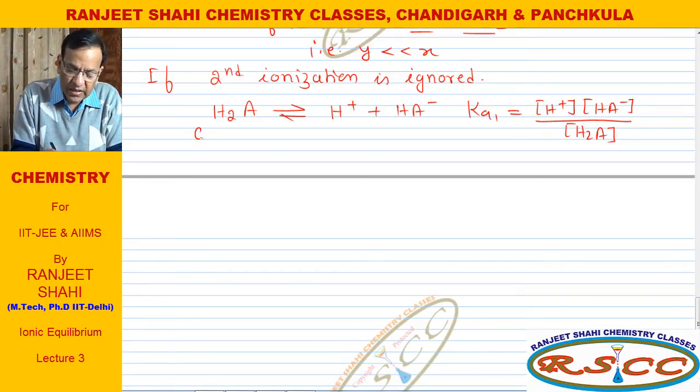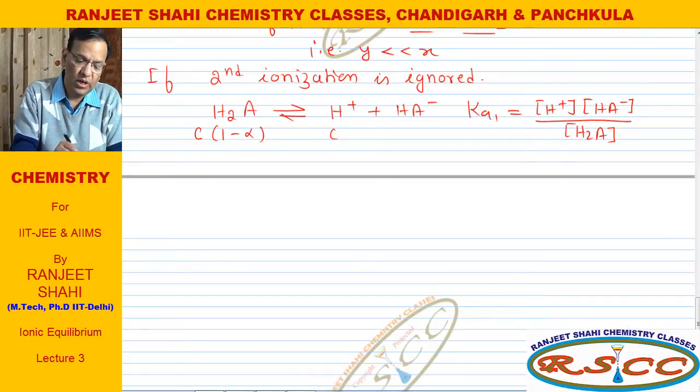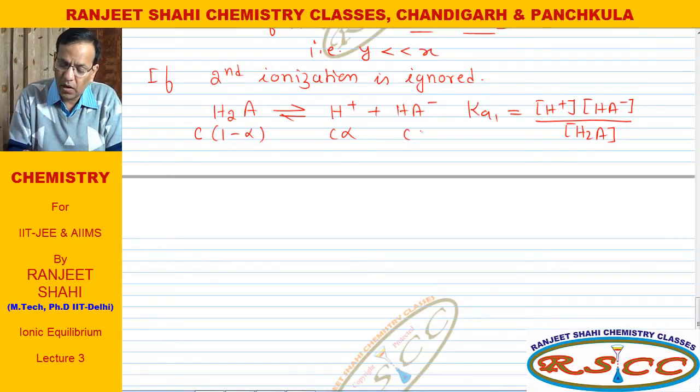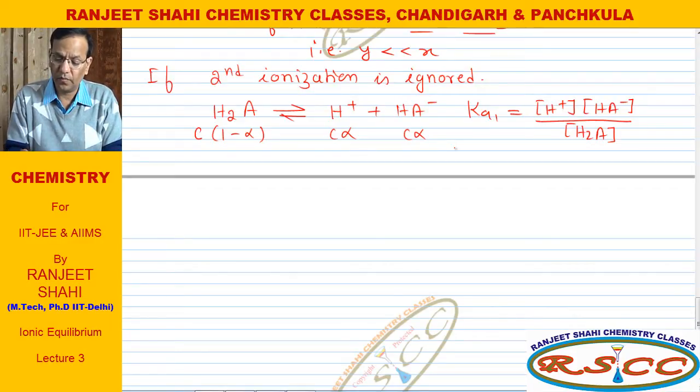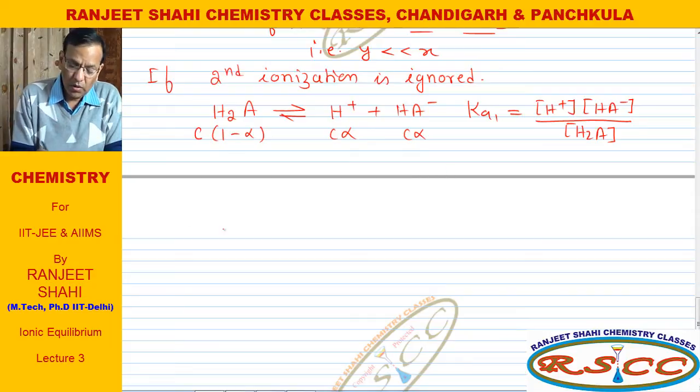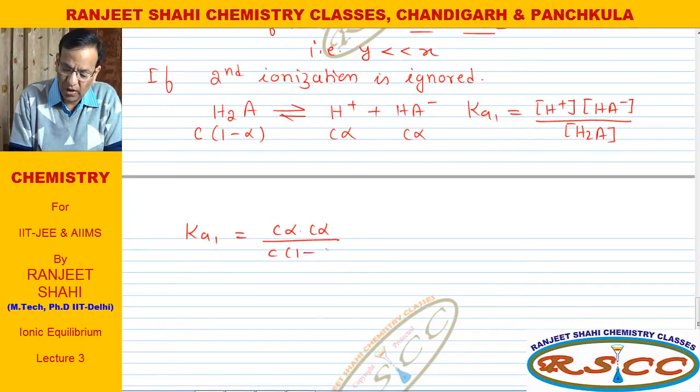Now, C is the concentration of H2A, and alpha is the degree of ionization in the first step. So, it will be C alpha, C alpha, C(1 minus alpha), as in case of monobasic acid. So, once again K1 will be equal to C alpha into C alpha upon C into 1 minus alpha. So, the same equation: C alpha square upon 1 minus alpha.